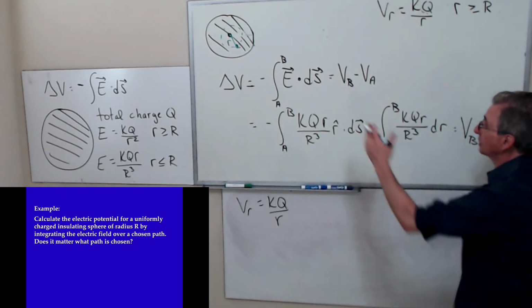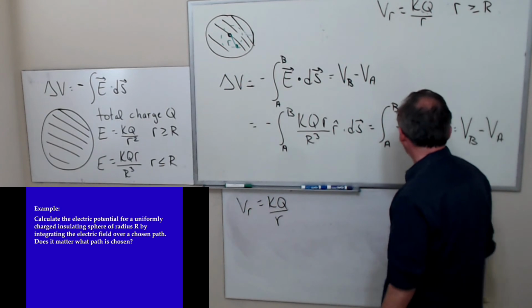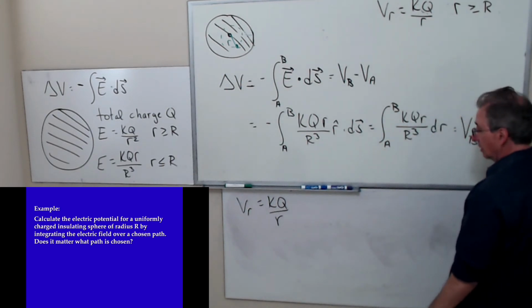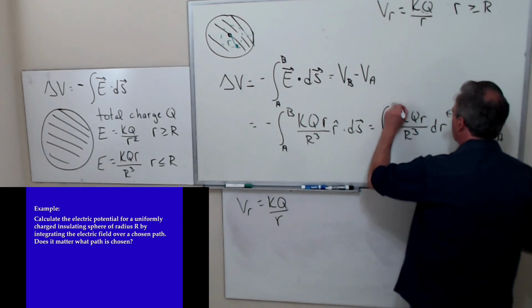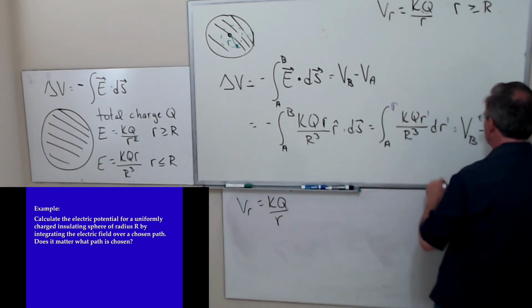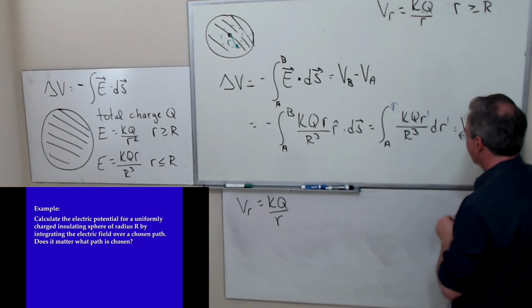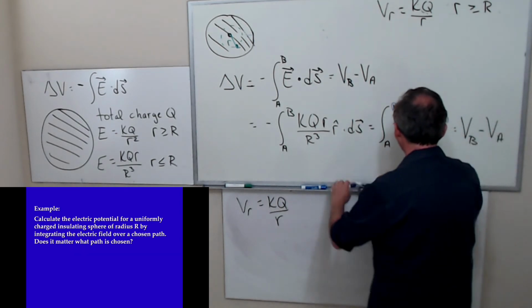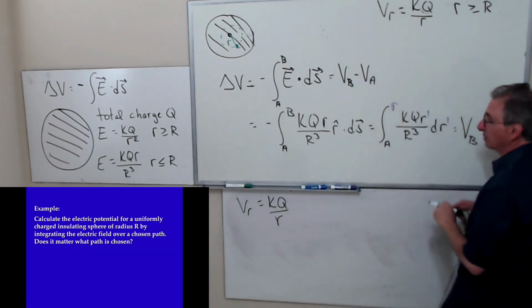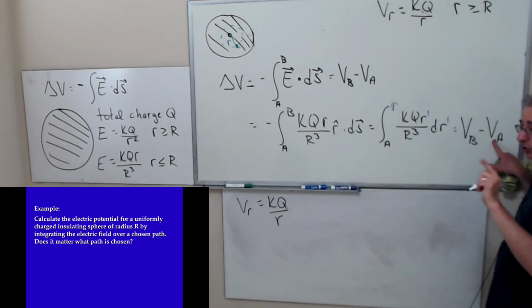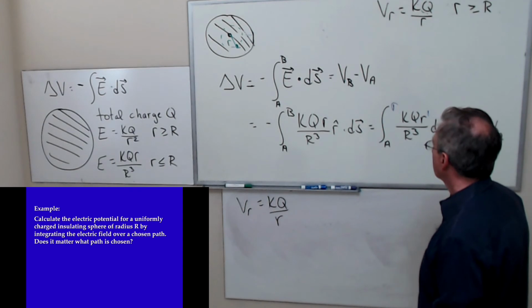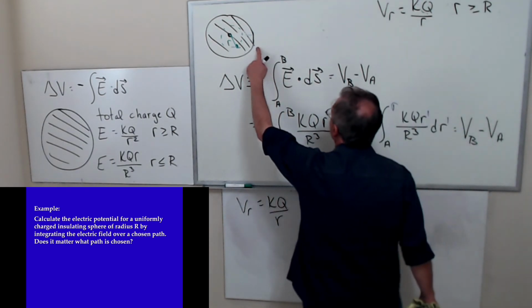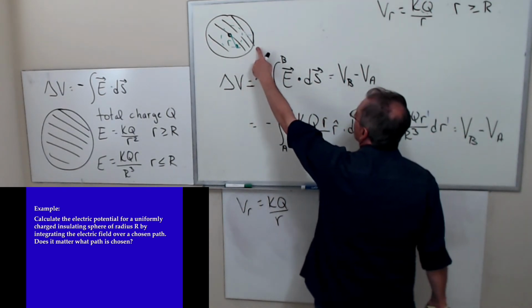Well, my final limit is going to be someplace inside the sphere. Isn't that true? I should put some location inside the sphere. So let me call this R. Okay, I have to make these dummy variables again. What's this limit going to be? I have to choose a point where I know what the field is. 0. I can't, but I'm sorry, the potential is.